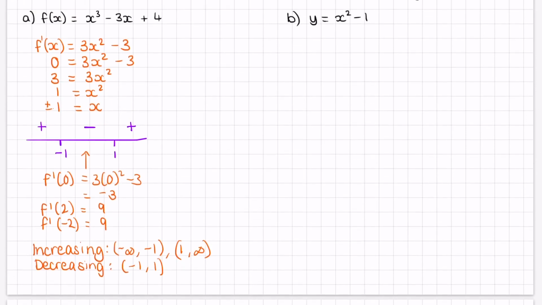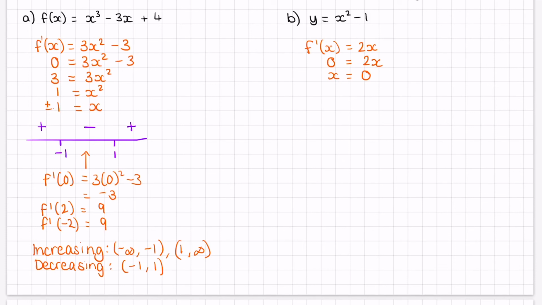Now let's look at B. We're going to do the exact same thing for part B. So we're going to find our derivative first. The derivative of x squared minus 1 will be 2x. We want to find where that equals 0, and we'll find it equals 0 at 0. So is 0 a maximum or a minimum? Now we need to work out which one it is.